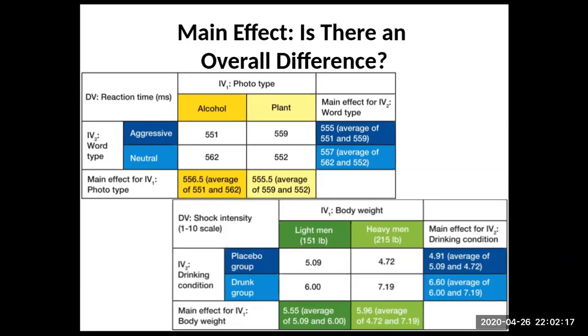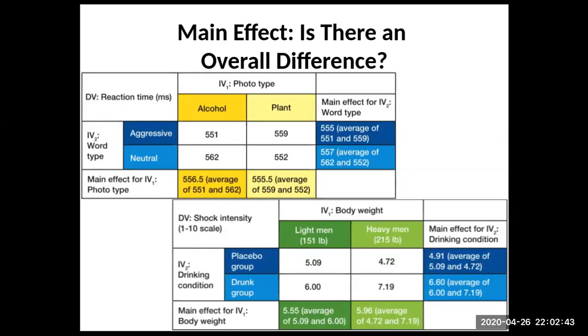So when you are looking at the overall difference of one IV over the other, for alcohol overall, as if there was no other IV, for alcohol phototype, we have an average of 556 and a half. For plant, we have 555 and a half. Is there a difference between 555 and 556, one millisecond? I would say no. So we do not have a main effect of phototype.